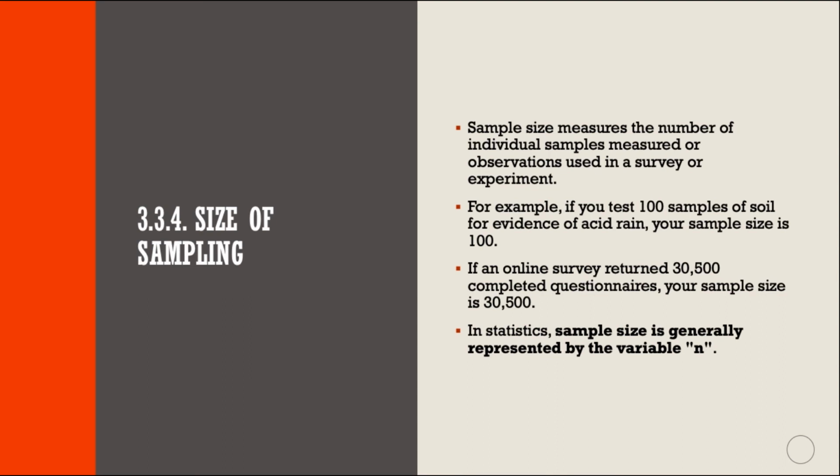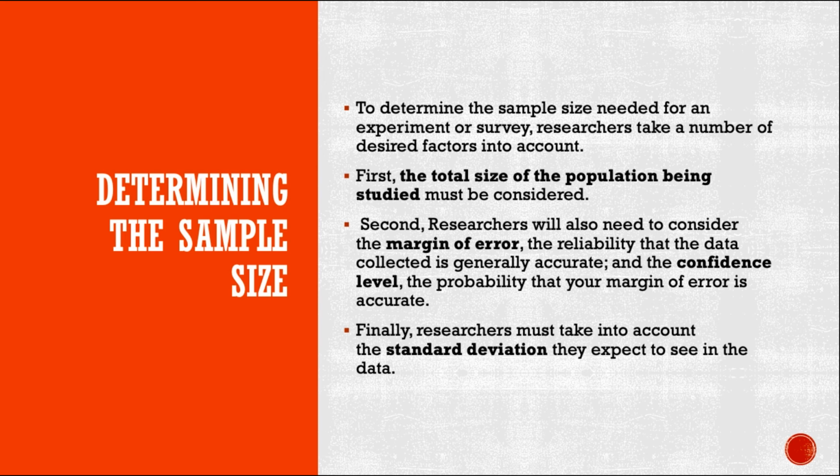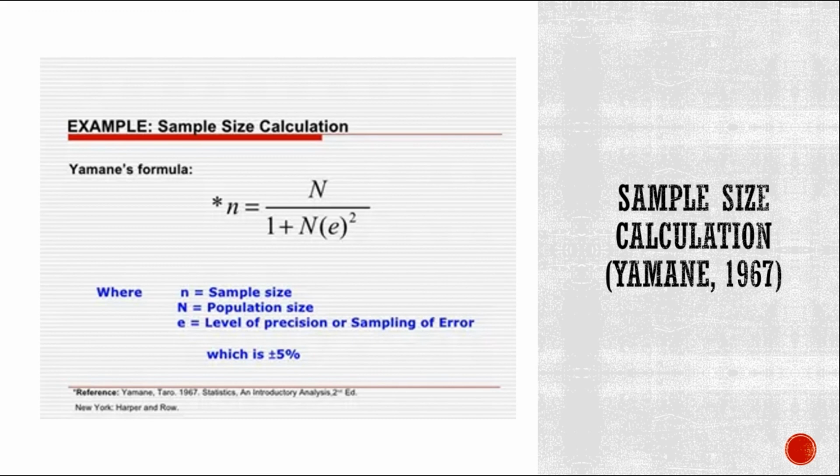So what is the size of sampling? Sample size measures the number of individual samples measured or observations used for a survey. If our population is 1,000, how much is our sample size? We have a method to calculate our sample size from the population. First, we have to know what our population is, 1,000 or 1 million. Then we calculate the sample size based on a formula. While calculating sample size, as I said, we first know our population. We should also know the margin of error, the confidence level, and the standard deviation. So I give you two famous formulas.